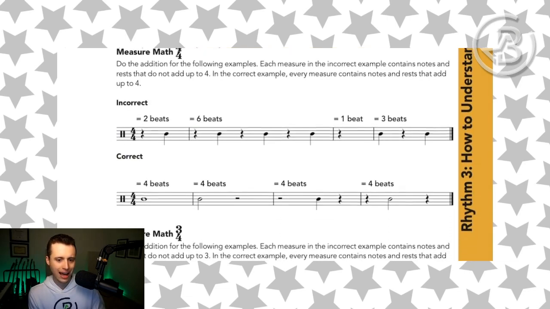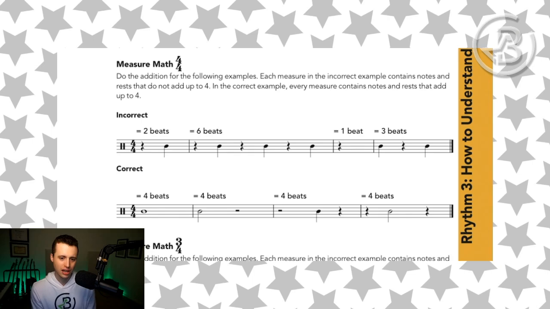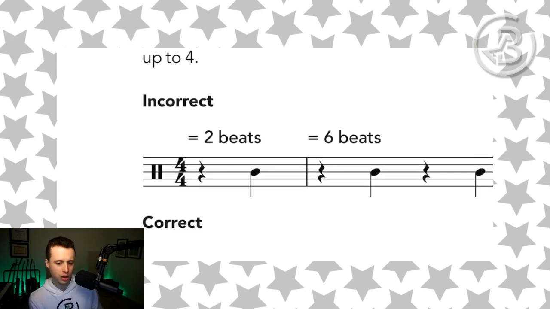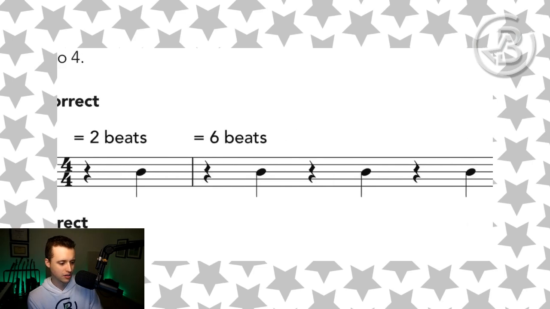So let's look at some examples of measure math in 4/4, with incorrect and correct. Looking at our incorrect example here, measure 1, there's a quarter note and a quarter rest. That's 1 plus 1. That equals 2. That's no good.